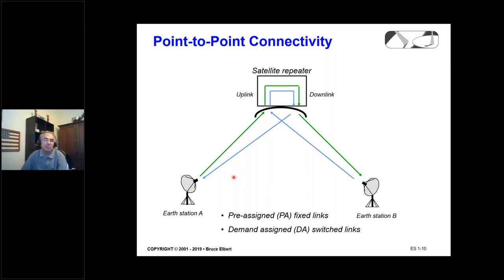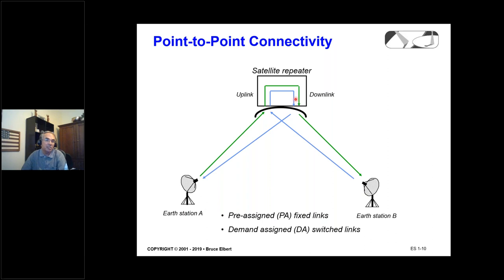And we see that to connect A to B, there have to be two paths, A to B and B back to A, to complete a two-way duplex link. And that communication can either be pre-assigned, that is, we set this up ahead of time on a schedule and we leave it up and working, or it could be demand assigned, DA, set up on demand like a telephone connection or a video conference. Both mechanisms are possible, but the question is the equipment present at these two terminals to do that?